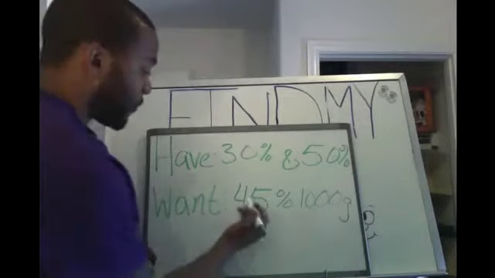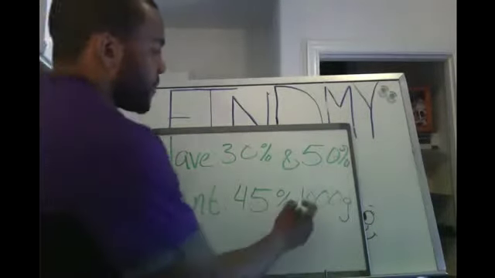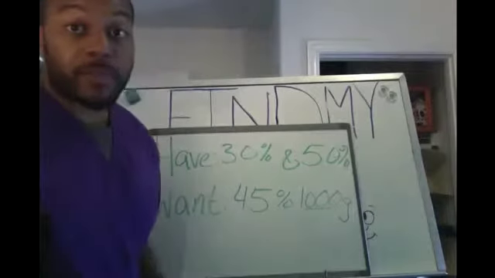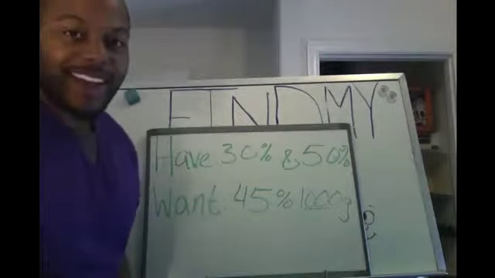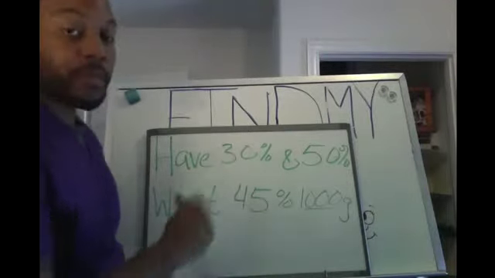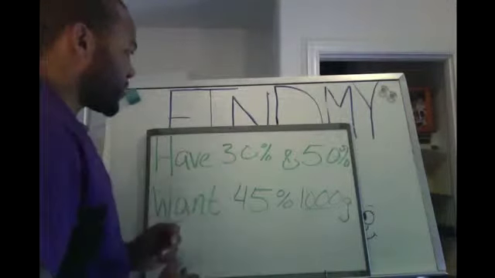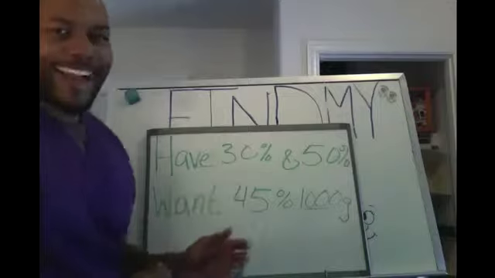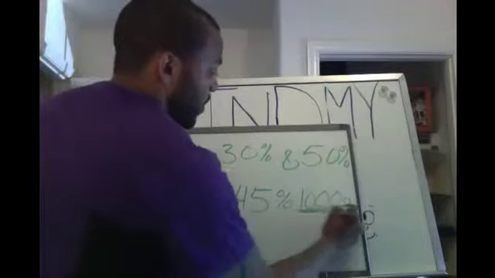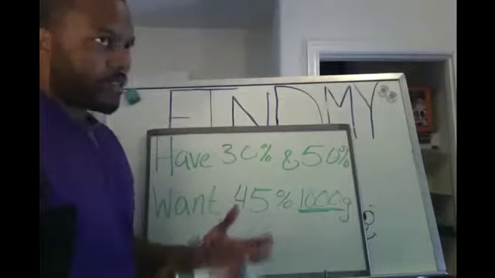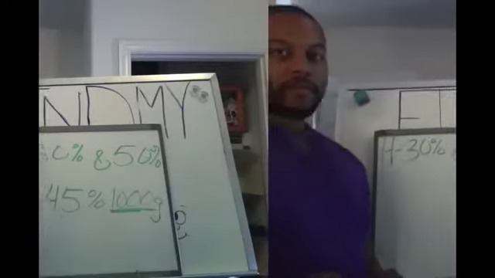Just like you want in the end to have 45% concentrated item, or cream in this case, but also 1,000 grams of it. So whether it's 1 gram of the 30% and 999 of the 50%, or if it's 201 grams of the 30% and 799 of the 50%, whatever it is, the final volume weight will have to be 1,000 grams. So let's take a look at it.